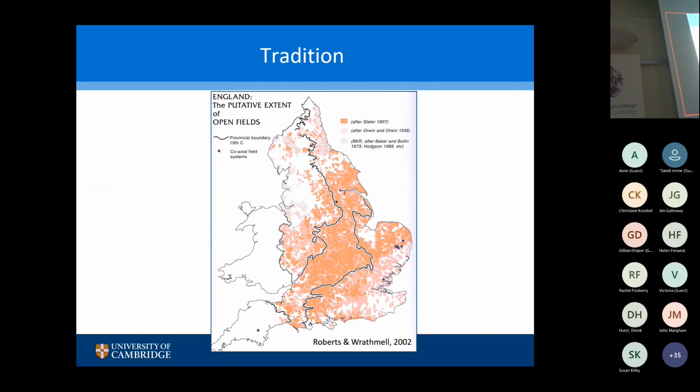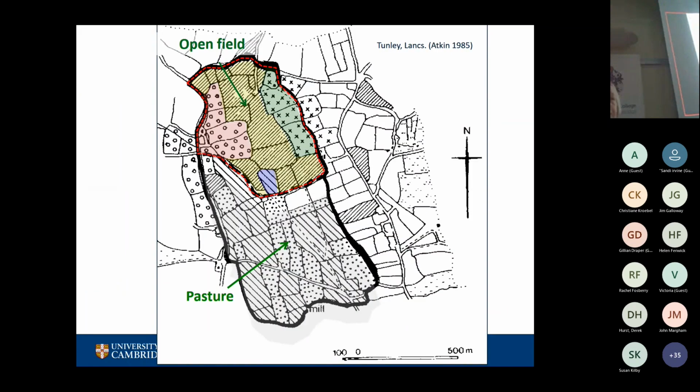Traditional fields. This is what commonly a traditional field looks like, one with narrow rights over the field. This is Atkins' well-known example from Tunley in Lancashire.